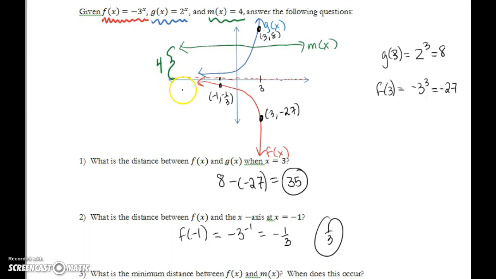So there's two ways that you can really answer this question. You can say there's no minimum distance because it will continue to get closer and closer and infinitely closer.